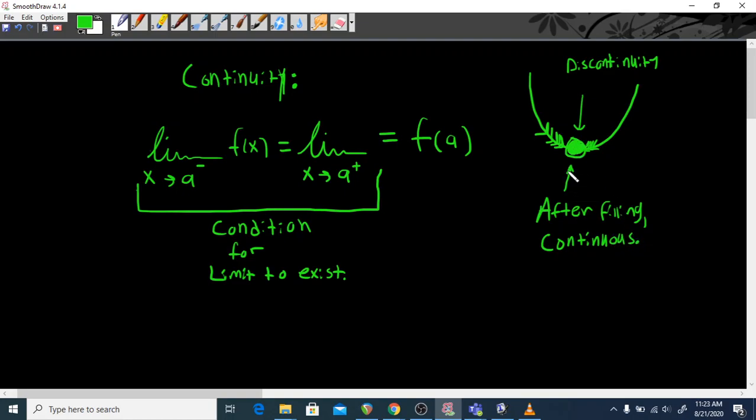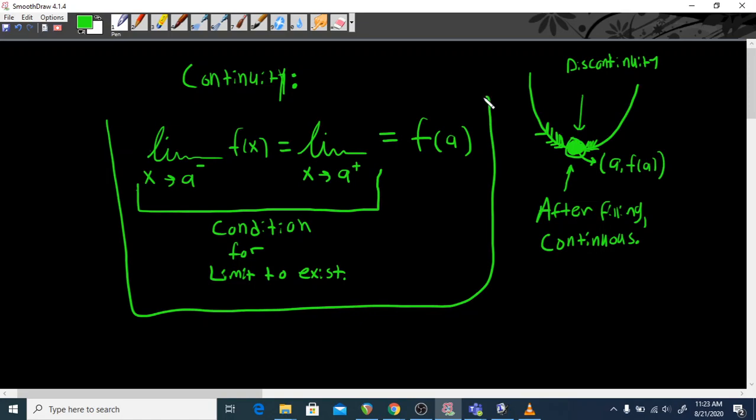Okay, and so this point would be x equal a, y equal f of a. That would be this point. Okay, so that is the situation there. If you want to be continuous at any point, then this must be the case at any point in question in order for your function to be continuous.